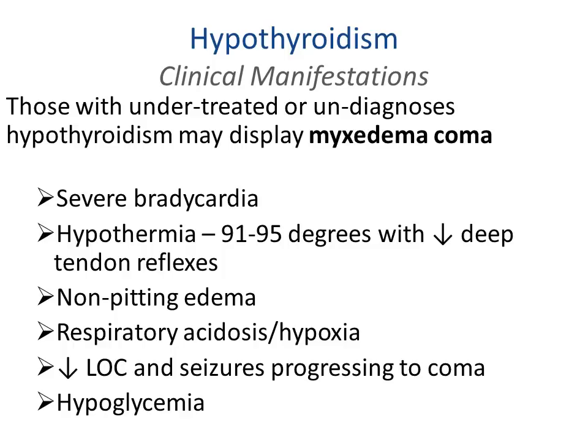It's a medical emergency because there is severe bradycardia, severe hypothermia. We're talking about down to 91, 95 degrees, and a decrease in the deep tendon reflexes. Respiratory acidosis, because they are breathing so slowly, they're holding on to the CO2. A decrease in level of consciousness, which can progress to a coma. Hypoglycemia. So these are very, very significant findings. It is hypothyroidism. It's just taken to a whole new level.